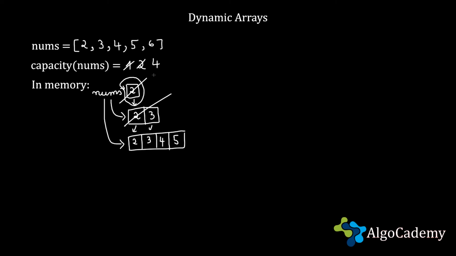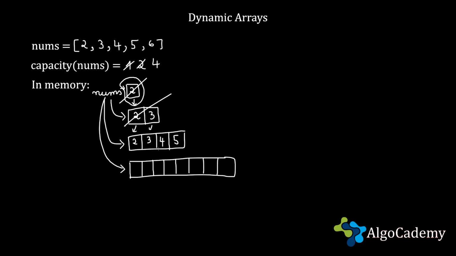This is not good, so I will need to find a contiguous segment of memory that supports at least 5 integers. And as I said, it's not going to find one with size exactly 5, but it's going to find one with size double the previous size. So the capacity always doubles. So the next capacity is going to be 8. It's going to look for a contiguous segment of memory of size 8. Let's say it's this one. It is going to point the array nums to this new contiguous segment of memory.